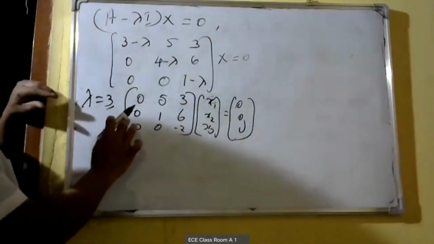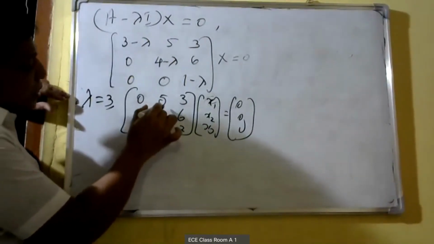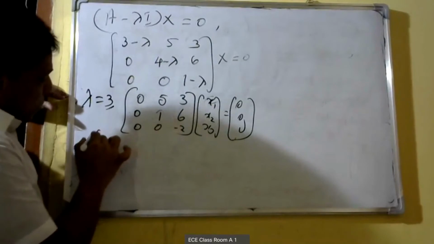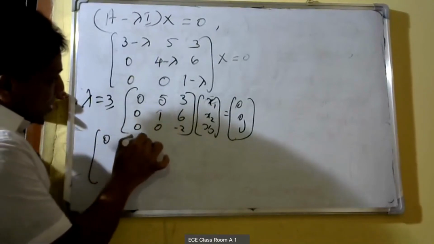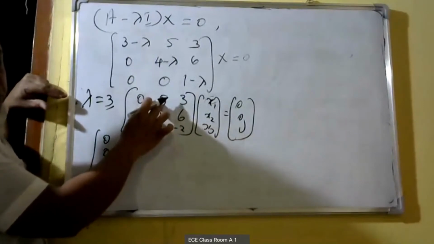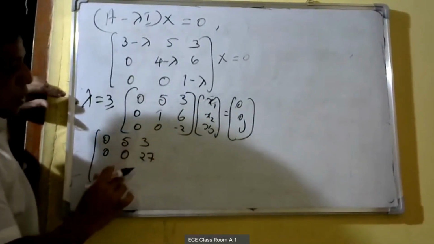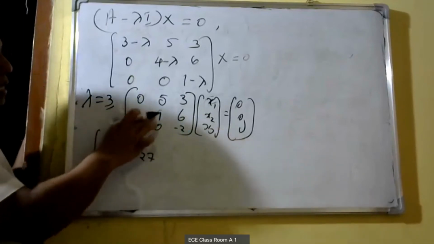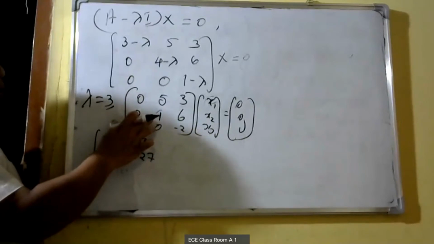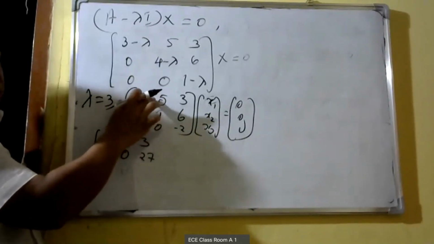Here the matrix is 0, 5, 3; 0, 1, 6; 0, 0, minus 2. First we convert this entry to 0, this one to 0, and this one also changes to 0. Therefore, we get 0, then 27, by multiplying the second row by 5 and subtracting from the first row.